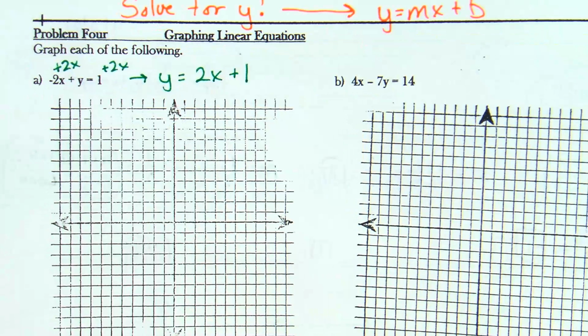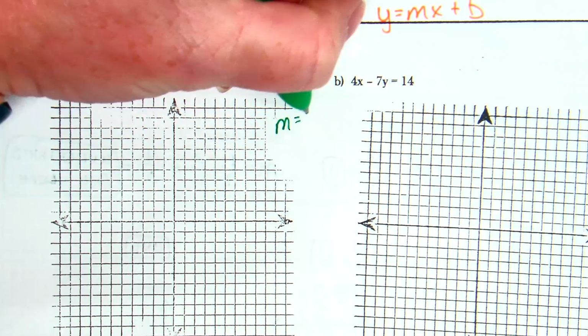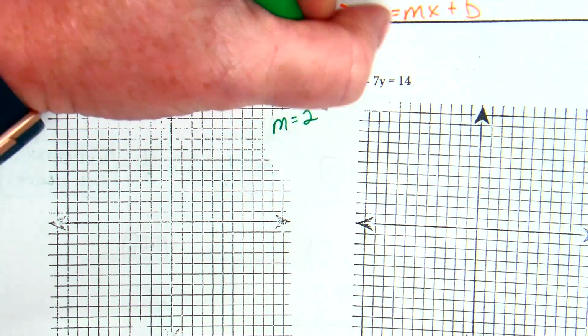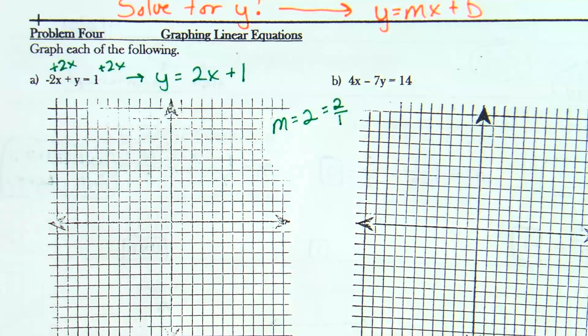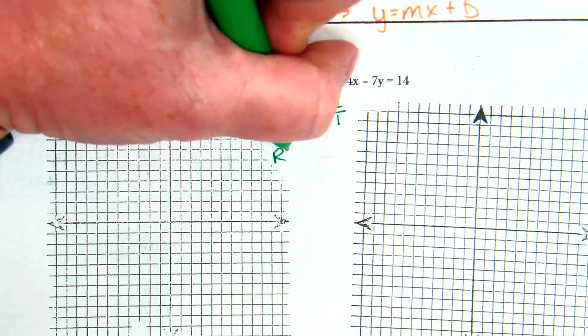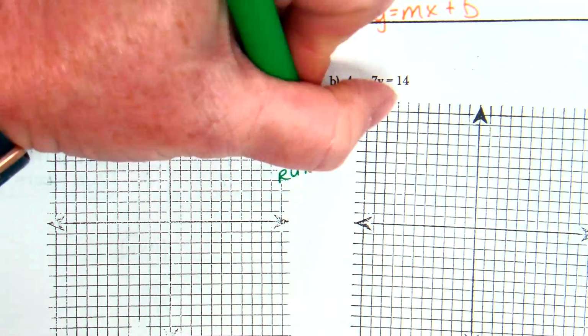What do I need to know? Okay, we're going to need to know the slope. What's my slope? Okay, my slope is officially 2, because it's what's in front of x, right? But what is 2 as a fraction? 2 over 1. What's our phrase for slope? Rise over run. And so if we have a slope of 2 over 1, that means when we're ready to start this problem, we're going to rise 2, run 1.